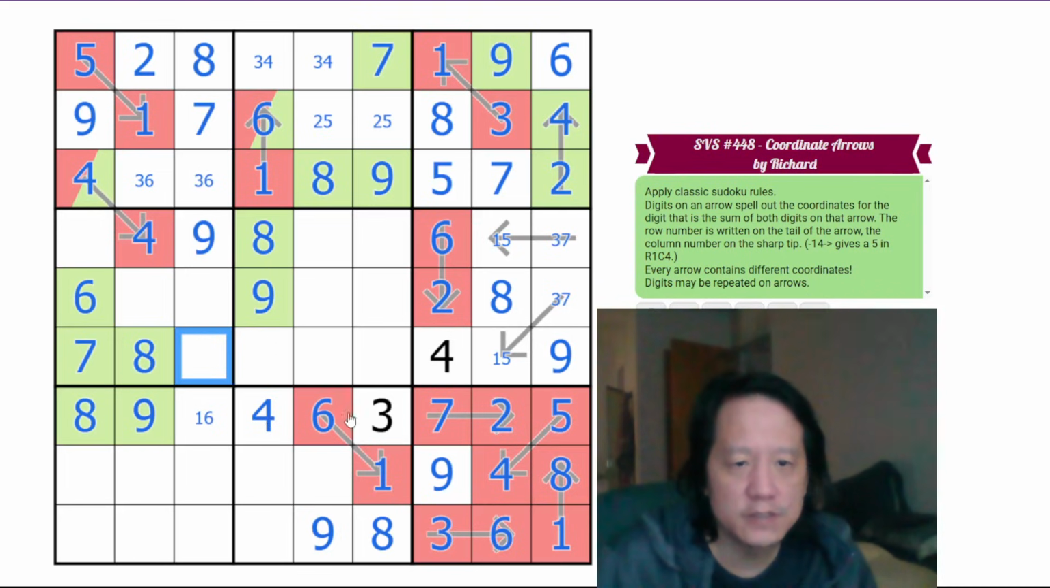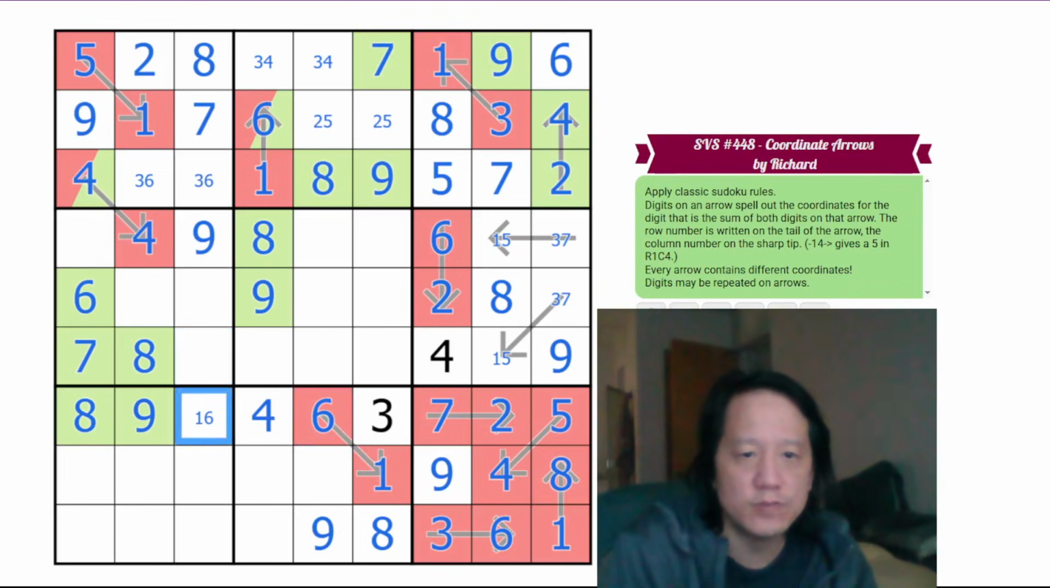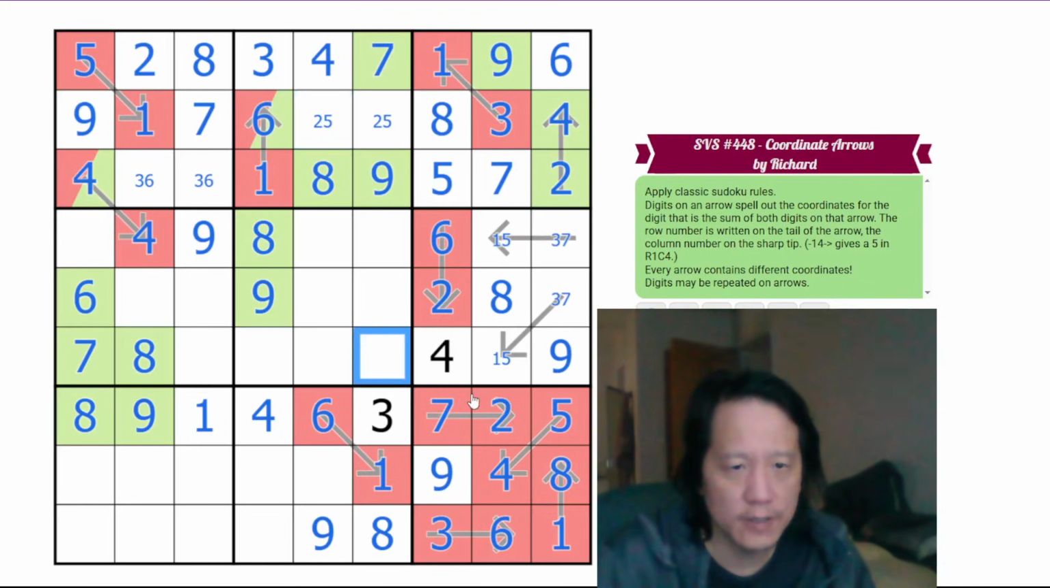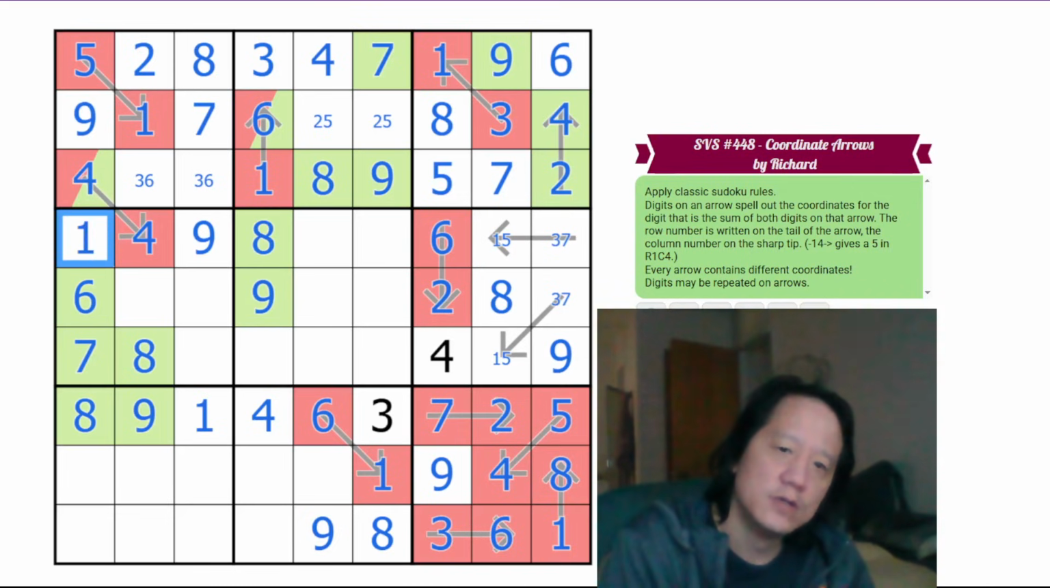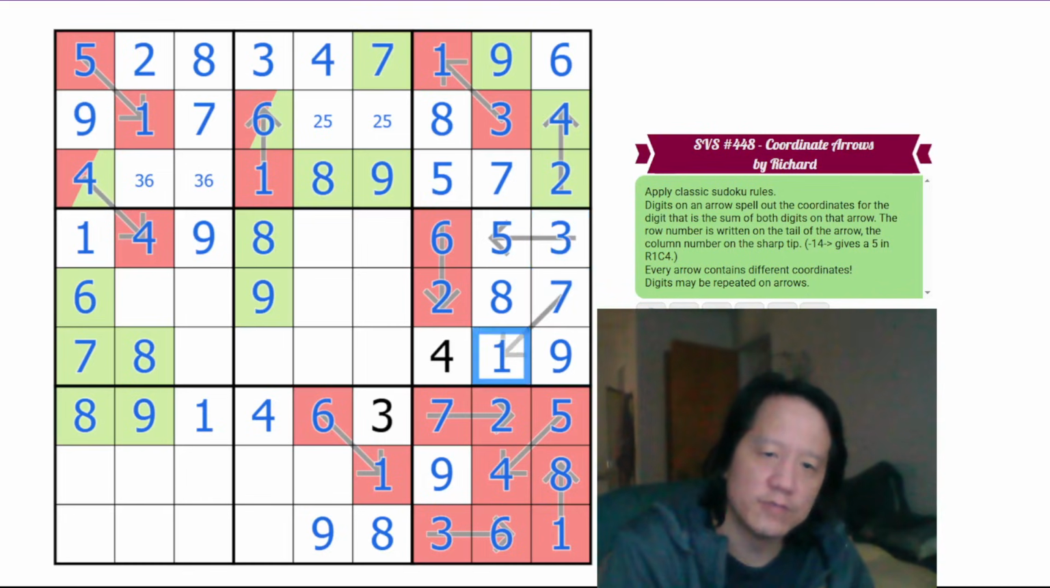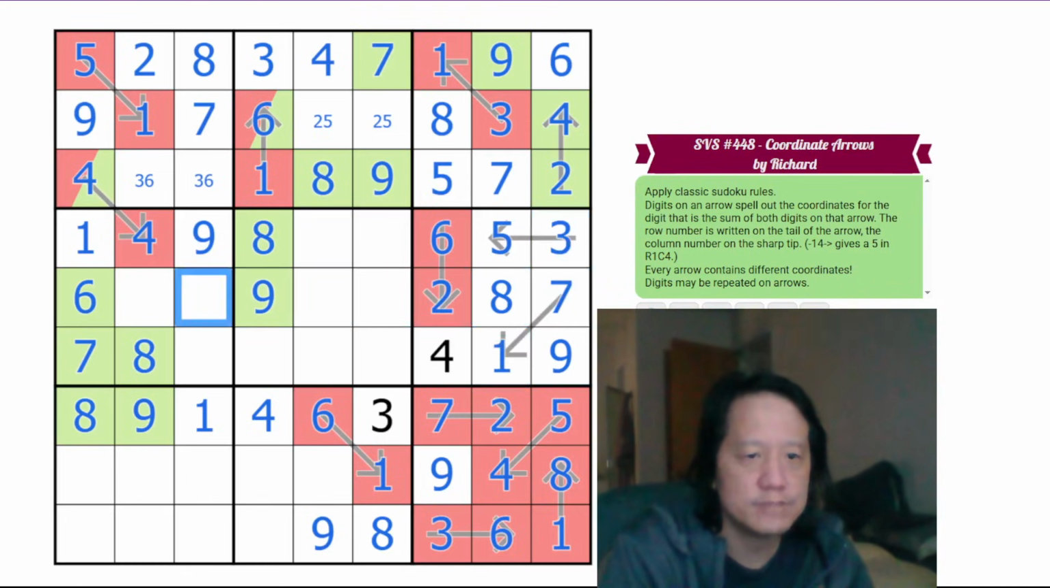Let's see. This 6 eliminates 6 here, so this is 1. 4 eliminates 4 here, so it's 3 and 4. Okay. Where is the 1 in column 1? It has to be here. So this cannot be 7, 1. It's 5 and 3. So this is 7, 1. That leaves 2 and 3 remaining in column 1. This can't be 3 because 3 in the row. So that's 2. That's 3.